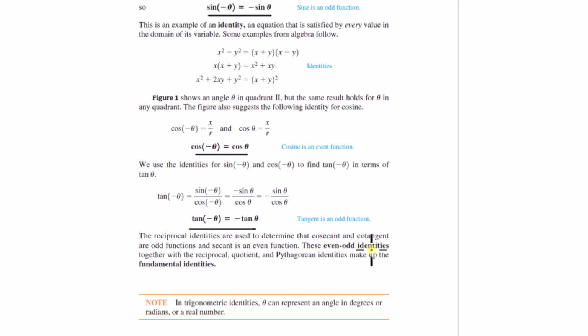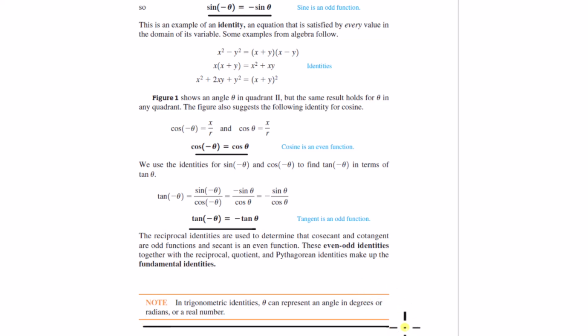Okay, so these even-odd identities together with the reciprocal, quotient, and Pythagorean identities make up the fundamental identities. So it's something to note. These are the fundamental identities. Note, in trigonometric identities, theta can represent an angle in degrees or radians or a real number. When they say real number, they're talking about the circular functions. But why is this true? If this confuses you, think about why this is true.